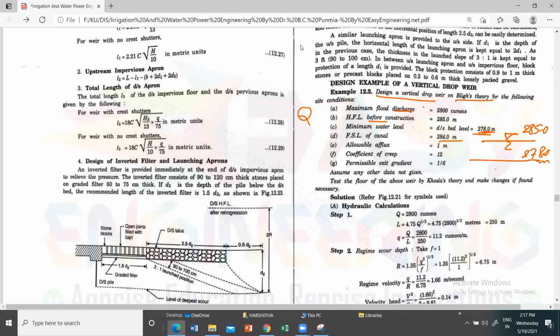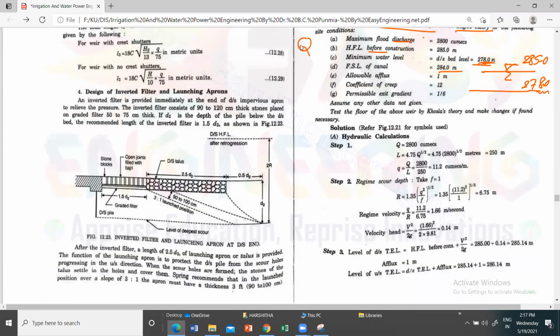From this, we need to calculate the upstream side and downstream side levels. First, the given data: Q is given. From this capital Q, we need to calculate small q, because small q is the discharge per unit length.